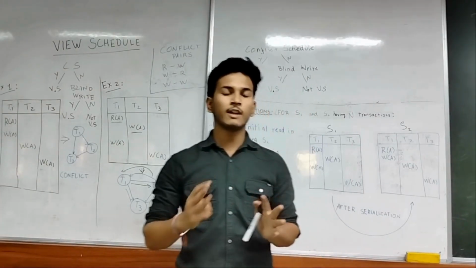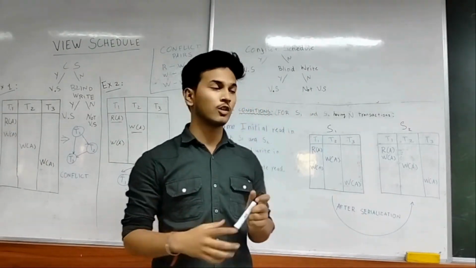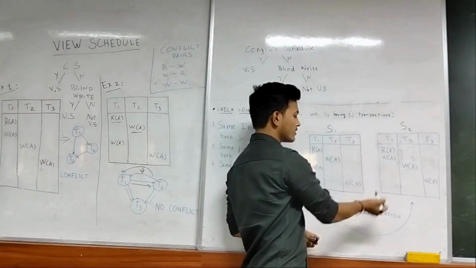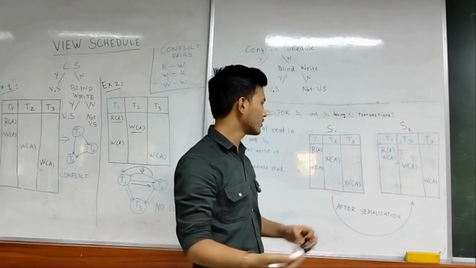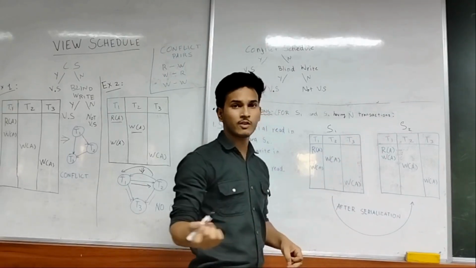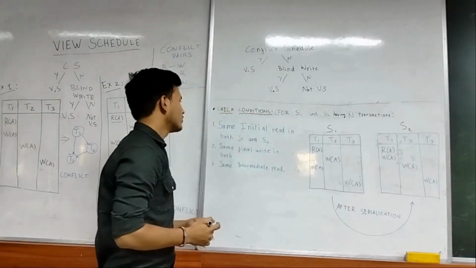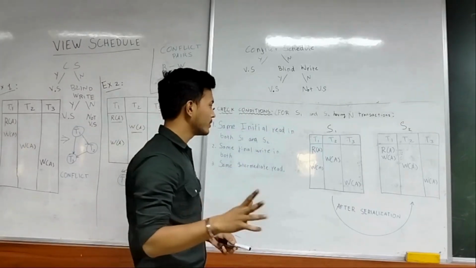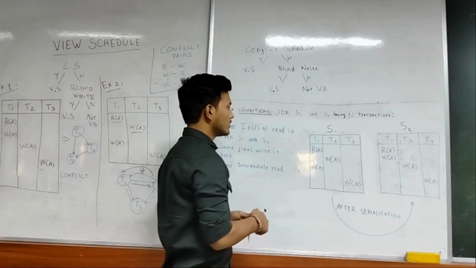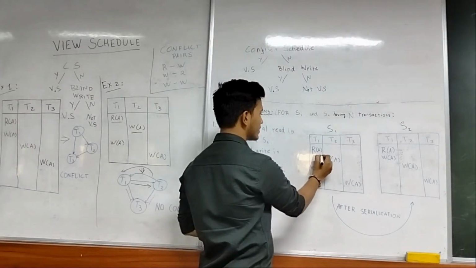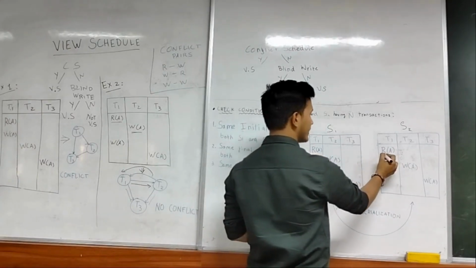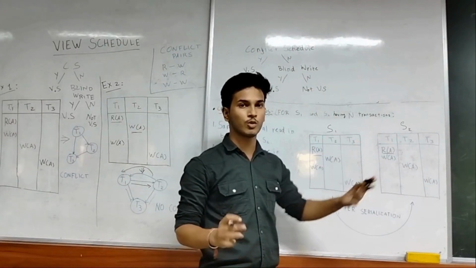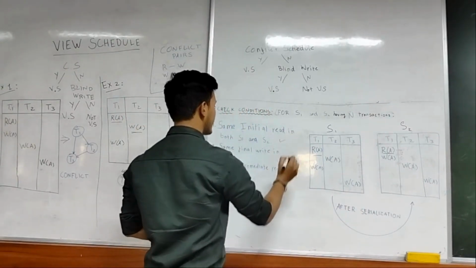So there are three conditions to check if it's a view schedule or not. S1 is the original schedule and S2 is the schedule after serialization of S1. Both have n number of transactions. The first condition is the initial read operation should be the same in S1 and S2. Here we can see this is the read operation performed by T1 and this is the initial read operation performed by T1, same in S1 and S2 both. So the first condition is satisfied.